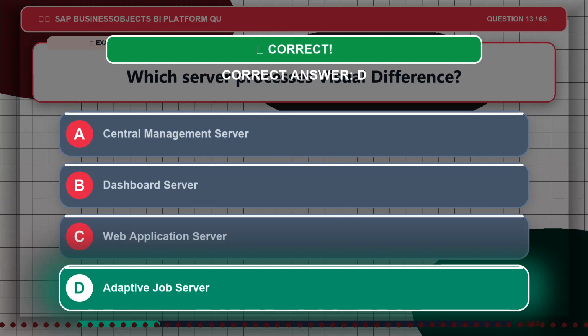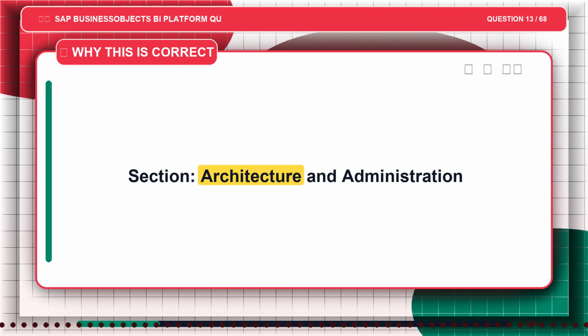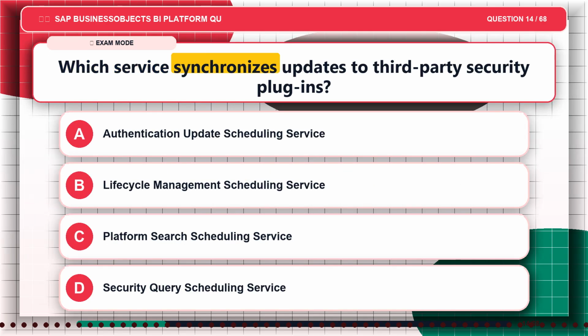The correct answer is option D, Adaptive Job Server. Section, Architecture and Administration. Question 14. Which service synchronizes updates to third-party security plugins?